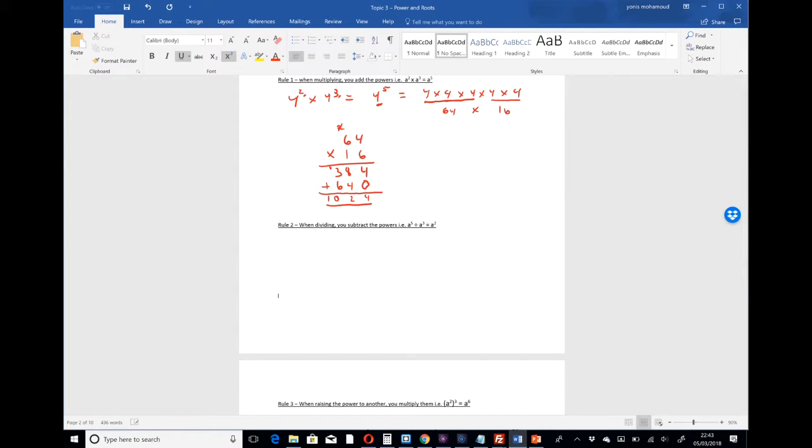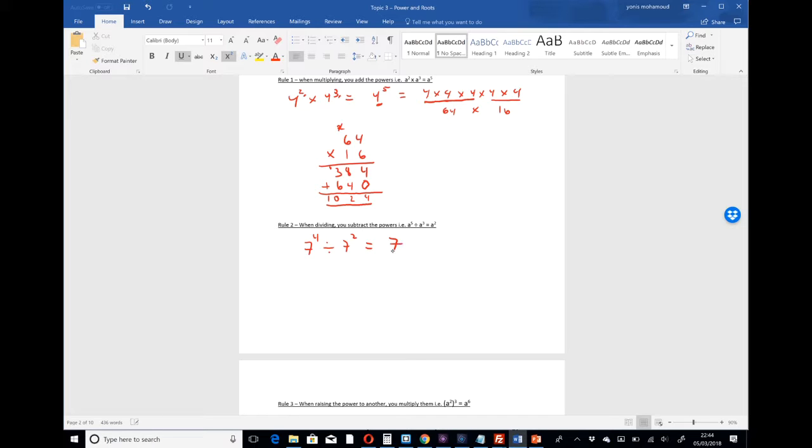So let's go over rule number 3. So rule number 3 states, when you divide, you subtract the powers. So a to the power of 5 divided by a to the power of 3 is equals to a squared. So let me give you a different example. Let's say I had 7 to the power of 4, and you divide that by 7 to the power of, let's say, 2.